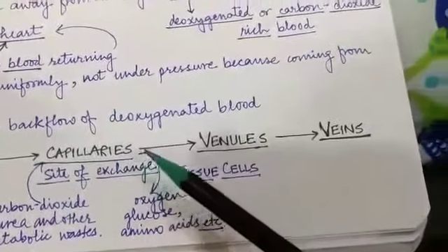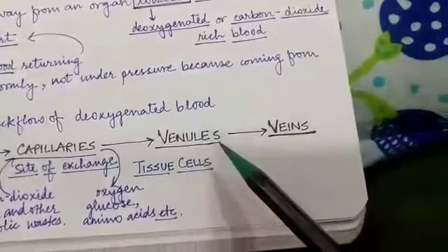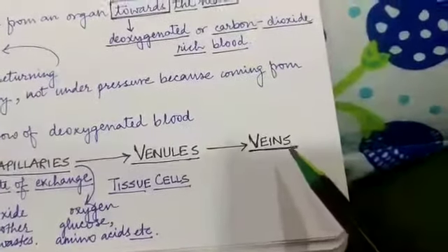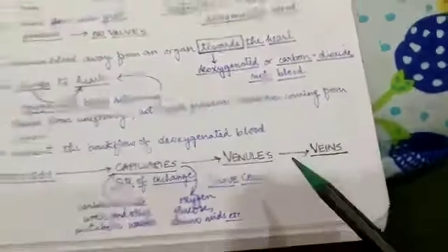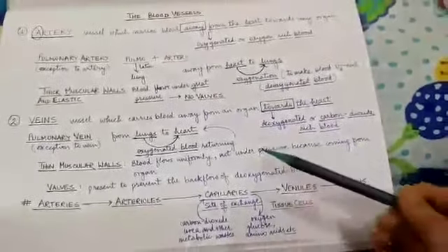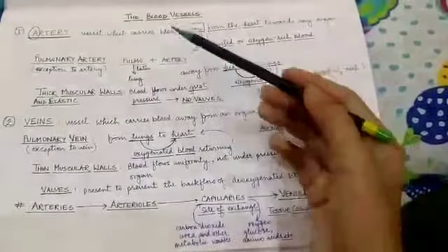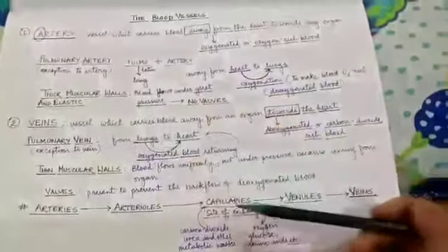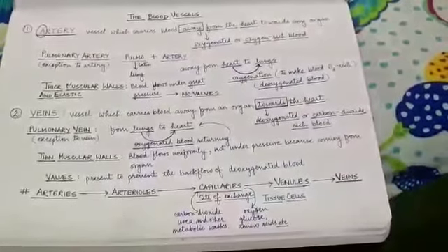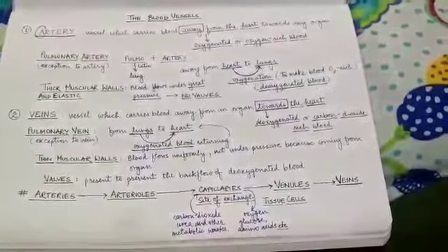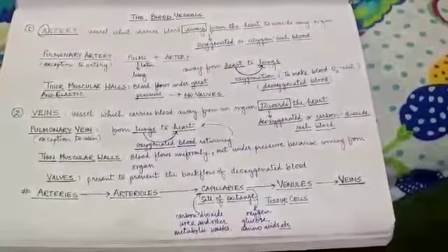Then these capillaries unite to form venules, and the venules ultimately form the veins, and then the vena cava, superior and inferior vena cava. So that was all about the blood vessels: artery, veins, and of course the capillaries. I hope now you know which definition you need to learn, not learn, but reason, and you can understand.